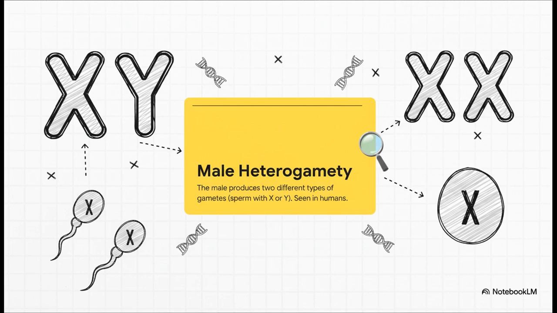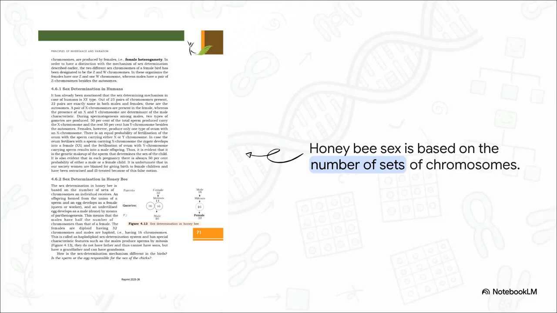This brings us to a key term you should know, heterogamety. In systems like our human XY system, the male is called heterogametic. Why? Because he produces 2 different types of gametes, or sperm. Half carry an X chromosome and the other half carry a Y. The female, with her XX chromosomes, is homogametic, since all of her eggs carry an X.